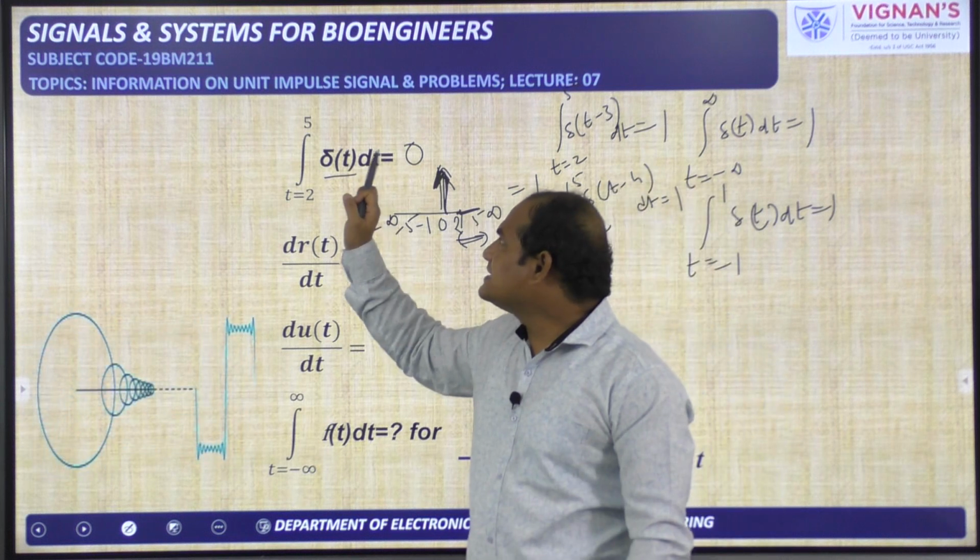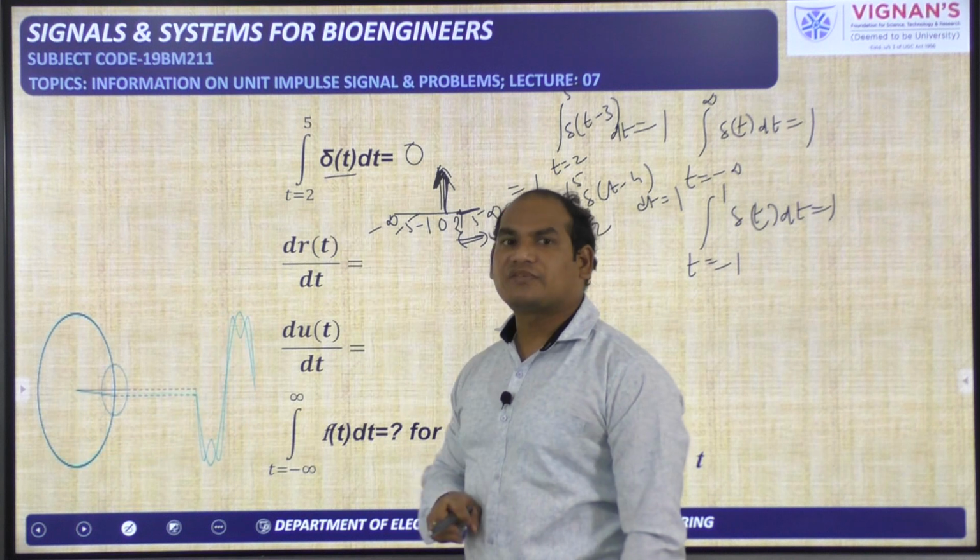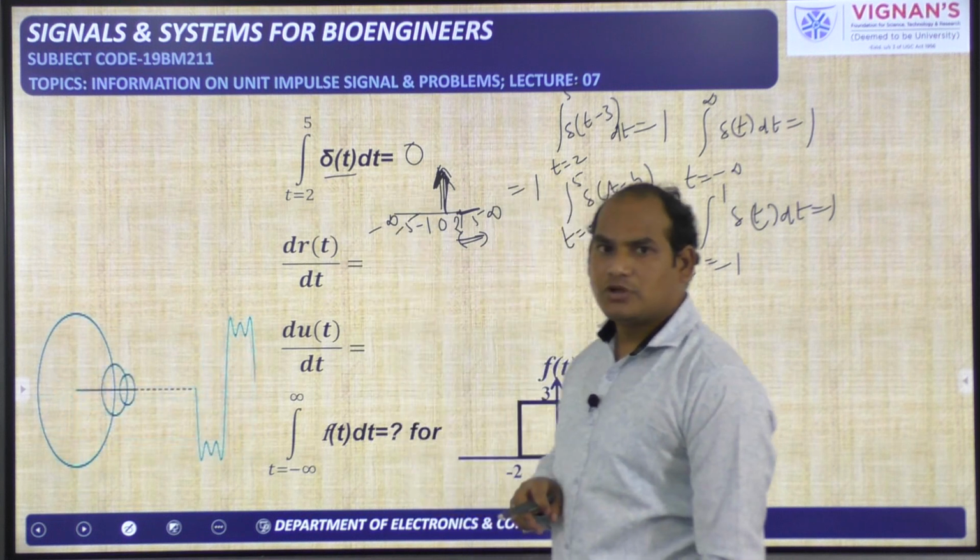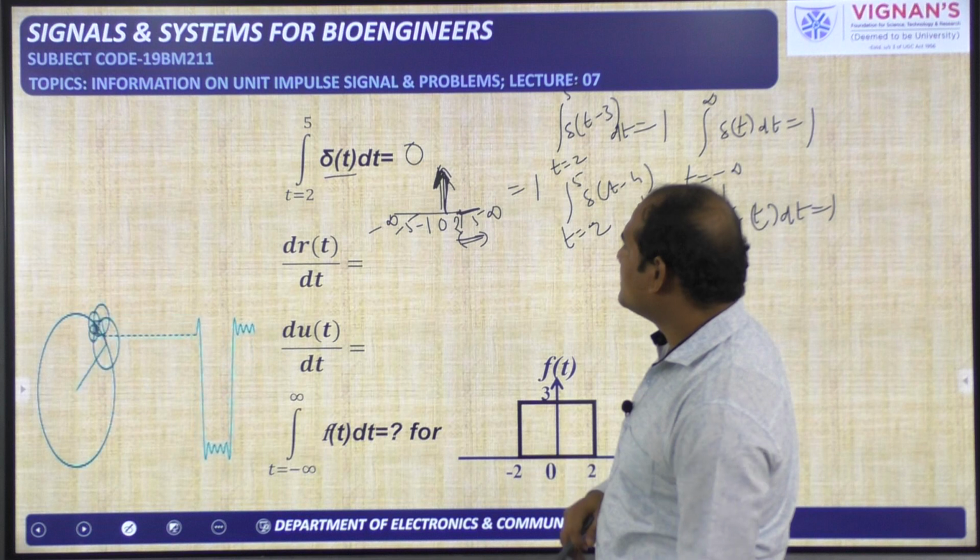But here del is existing at 0, but you are doing the integration from 2 to 5, so the answer will become 0. So understand the theory, then all these things will be easy.